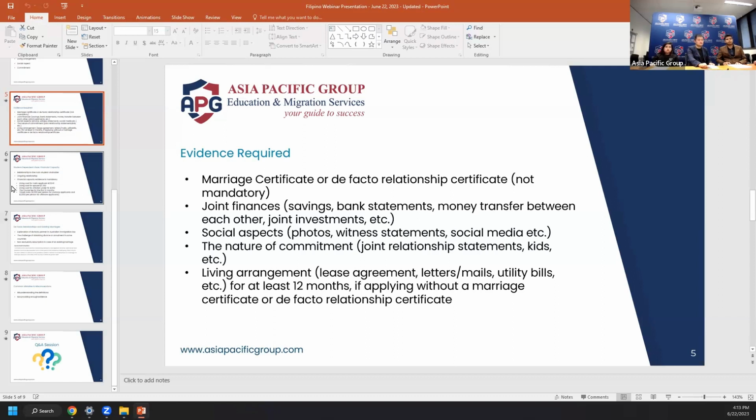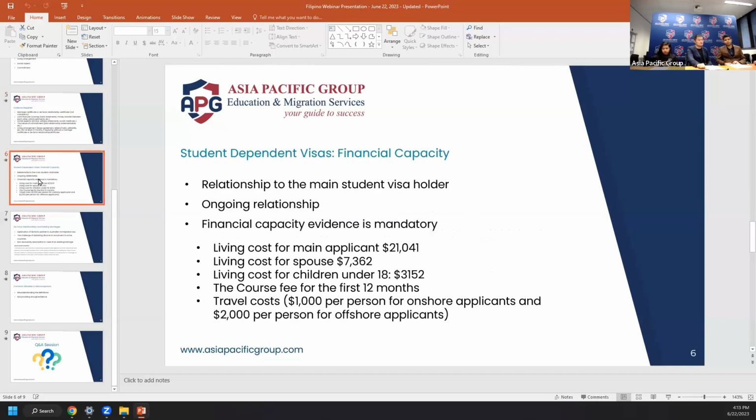Social aspects, like you have photographs with the friends, birthday parties, and any outings, restaurants, get together, these things. Joint relationship statement, kids, etc. Like if you have any kids, the kid has a birth certificate, school certificate. Living arrangements, rent, utility bills, these kind of documents prove those aspects. So I let Mr. Zach continue.